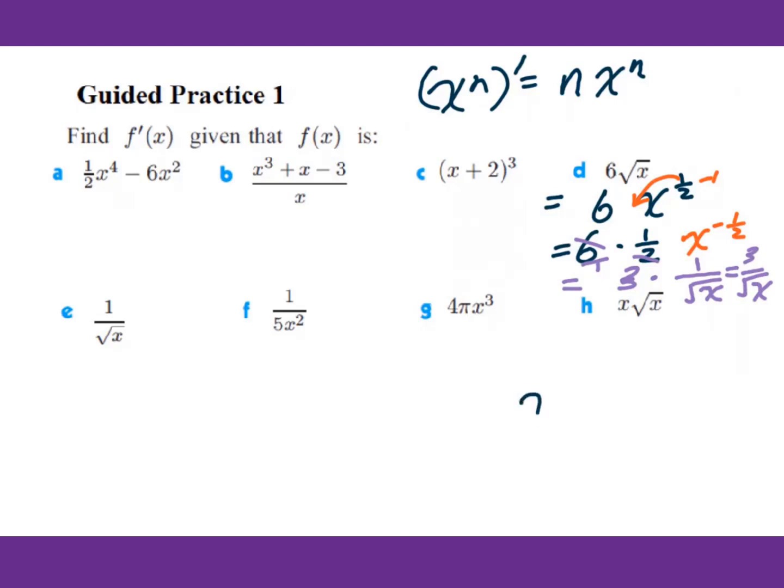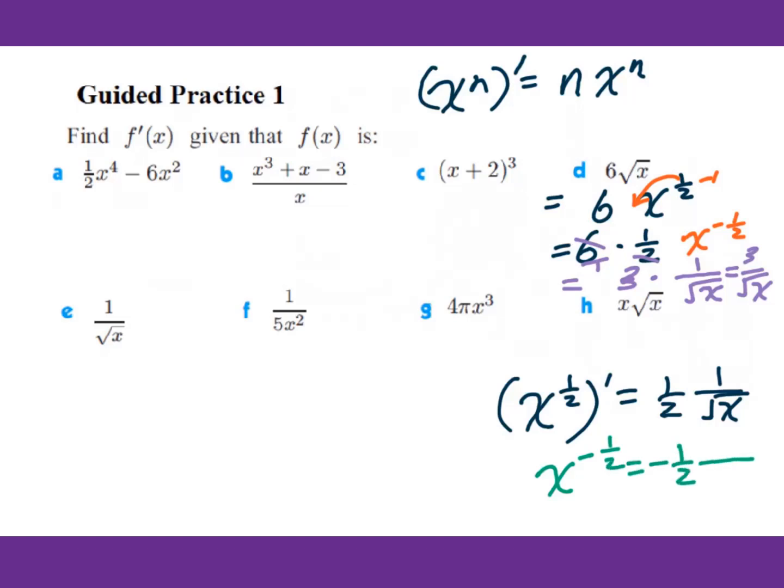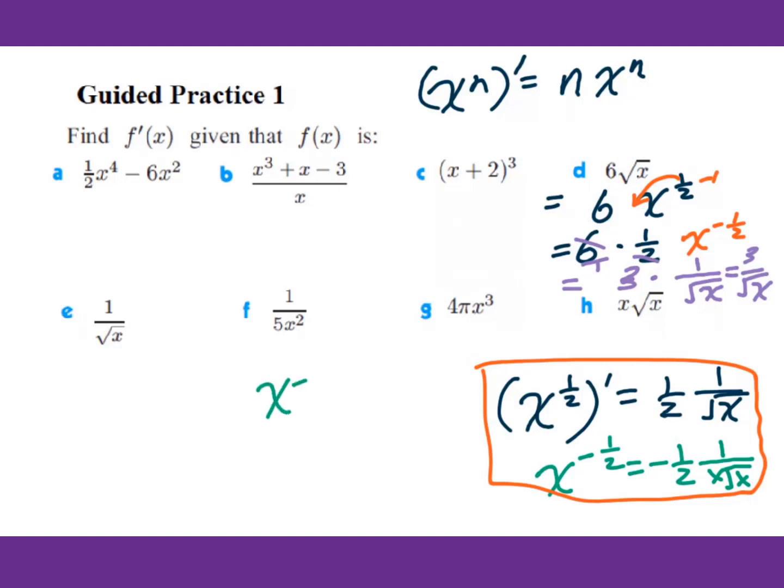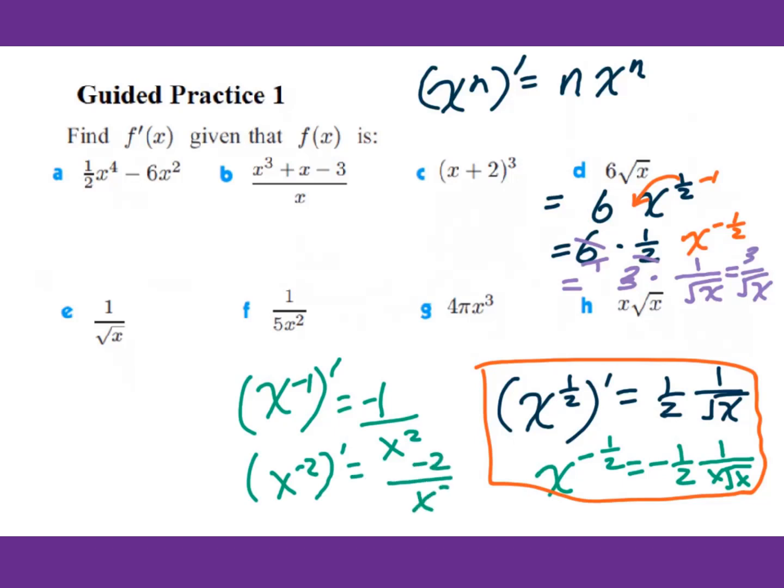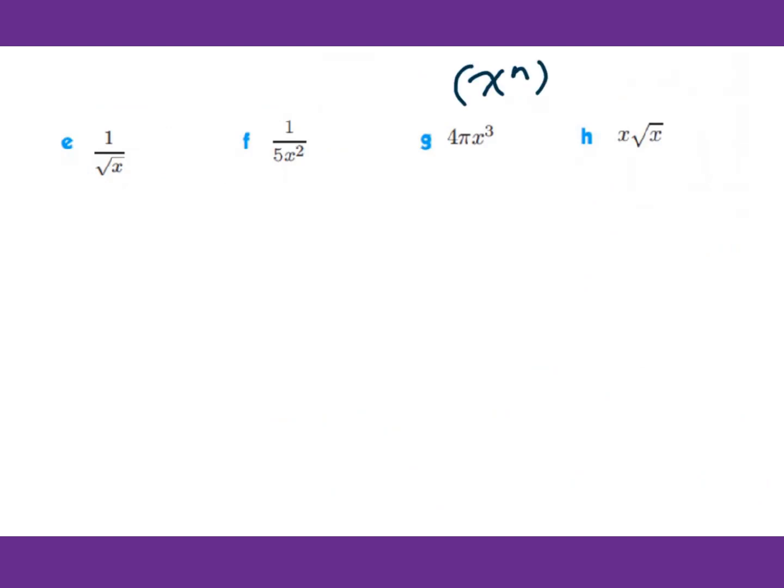Try to remember this. The derivative of square root of x equals 1/2 times 1 over square root of x. And for 1 over square root of x, which is x to the negative 1/2, you will get negative 1/2, 1 over x square root of x. If possible, remember these rules so that it's easy for you to do the derivative. And also like this derivative, you can get negative 1 over x squared. And this one, you will get negative 2 over x to the third power. Let's write down the formula.